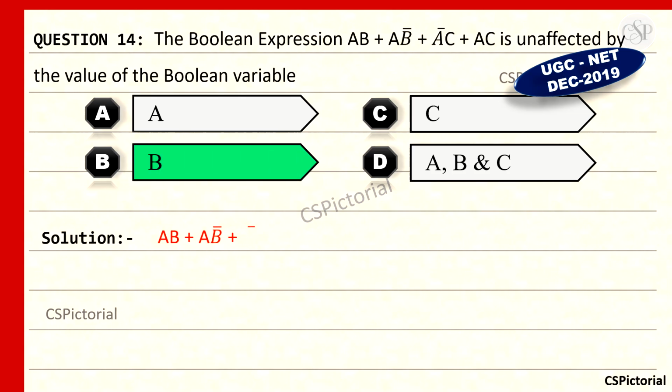First, simplify the given Boolean expression using Boolean laws. According to complement law, b plus b bar and a plus a bar become 1. So, the final simplified expression is a plus c. Since this expression does not involve the variable b, it means the given expression is unaffected by the variable b.